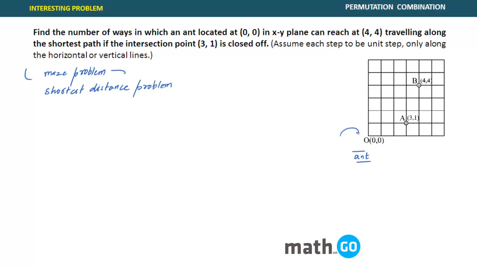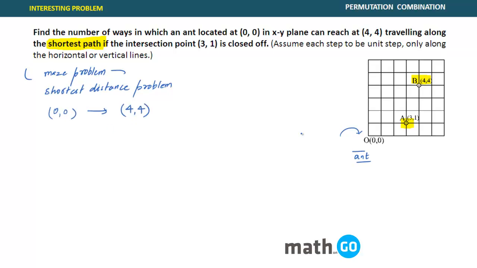So you are going to start from O in the xy plane and you want to reach this particular point B over here, right? You want to reach B (4, 4), traveling along the shortest path, if this intersection path is closed off. So first of all, what do you mean by the shortest path? Understand that first of all. So what is the shortest path? You are here at (0, 0), right? You want to go to (4, 4).